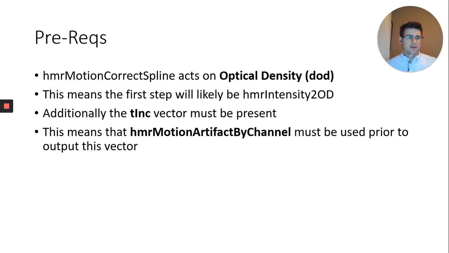In addition to altering your data from raw intensity to optical density, you're also going to have to include a variable called tInc, which stands for time included. It's not something you have to create, but you will have to run a function to output it. That function is hmrMotionArtifactByChannel. What this does is locate motion artifacts. Based on a few parameters, it'll tell you, okay, this is a motion artifact, here's a motion artifact, but it doesn't actually correct for them. What it does is give you an array of ones and zeros, where all the ones are good. At the zero points, you're going to have to correct for them. If you don't have those, I think you will get an error in running the spline correction.